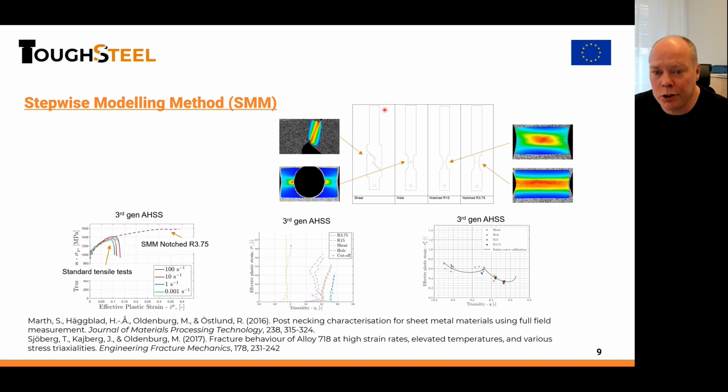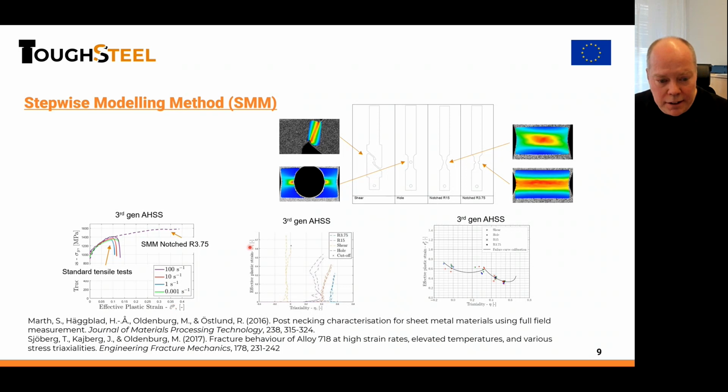We have a shear, we can have a specimen with a hole, or different notches. And to the bottom left, you can see a comparison of some standardized tensile tests, and you can see the necking point. But if you use this stepwise modeling method, you could continue this curve all the way to final failure at around 0.37 in this case.